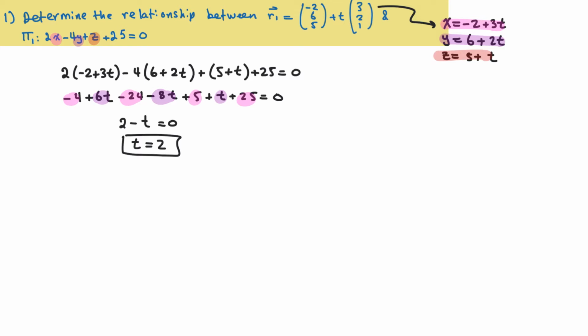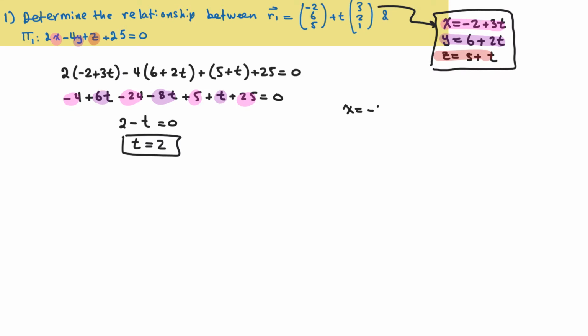So this means that at t is equal to 2, the x, y, and z will be the same for our line as they will be for our plane. So we can figure out the point of intersection by going back and plugging the t value of 2 into these equations.